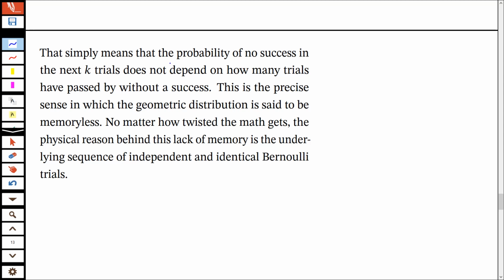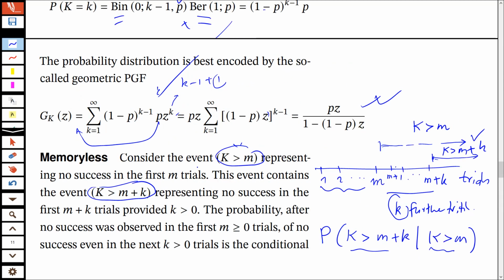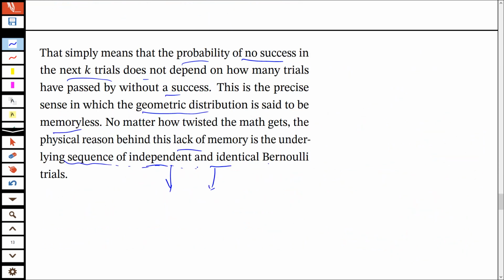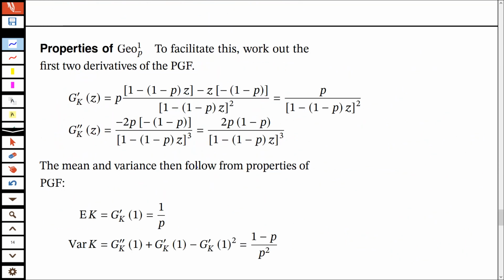So let me read this out. The probability of no success in the next k trials does not depend on how many trials have passed without a success. That's the precise sense in which we say that the geometric distribution is memoryless. But the physical reason behind this lack of memory is actually the fact that the underlying sequence of trials is independent and identical. That was the reason. So don't go for this fancy math. This math was just to convince you. The physical reason was the independence of trials. It had to be memoryless. There was no reason otherwise.